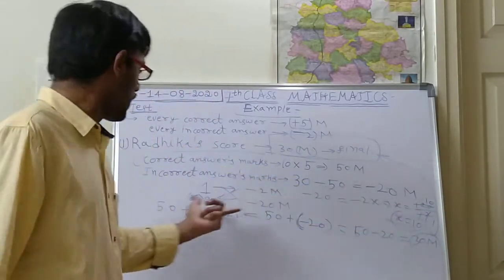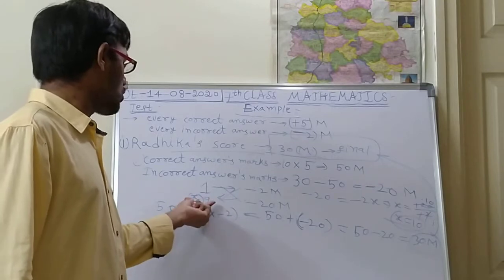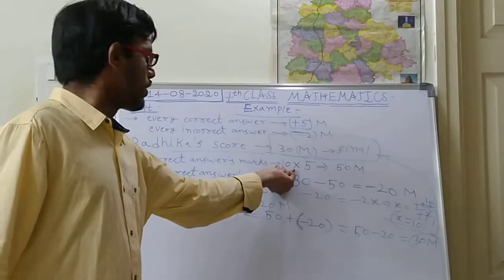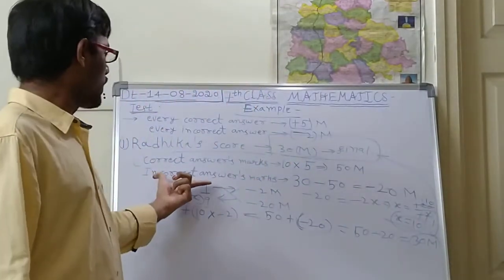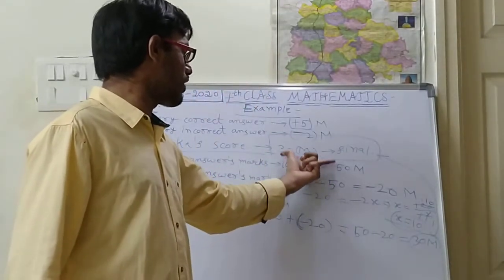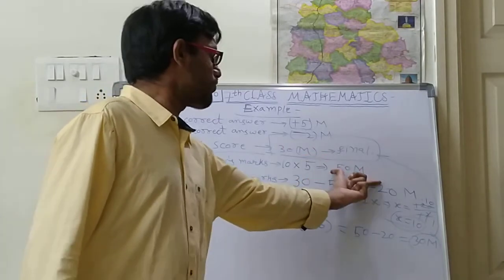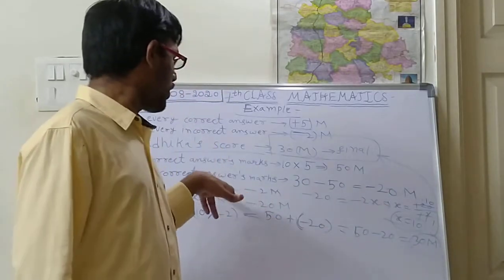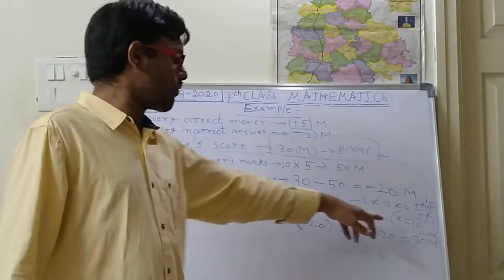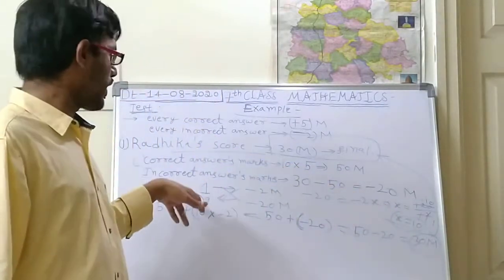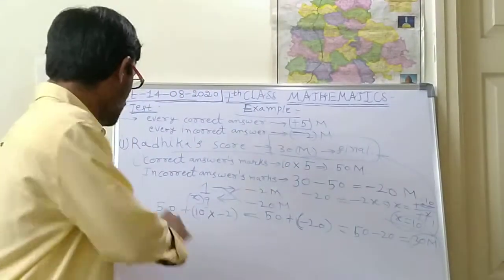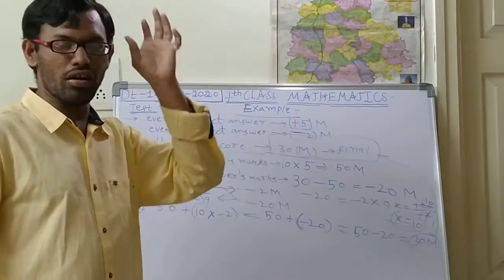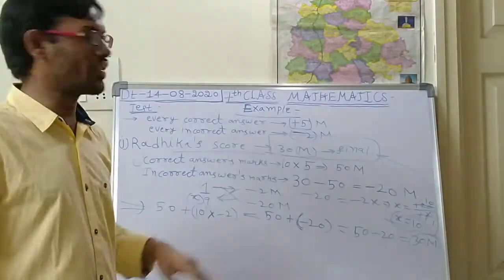What is x here? Here x is the total number of incorrect answers. How many correct answers did she write? 10. That's why 10 into 5, 50. So the marks for incorrect answers we find out by subtracting these 50 marks from the 30 marks. So we got minus 20, and from that, after taking the unitary method, we got the total number of incorrect answers. And we have checked whether x equals 10 is correct or wrong. Okay, so like this you have to do this problem.